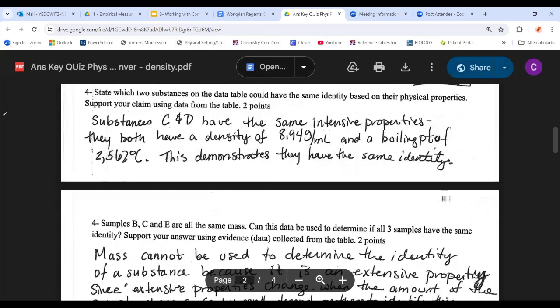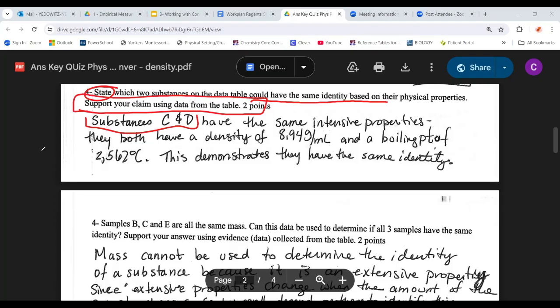So I wrote for this, I stated that was the first thing that they asked me to do, right? They asked me to state. So I stated it. It's substances C and D. Now we go on. What else did they ask me? I need to support my claim using data from the table.